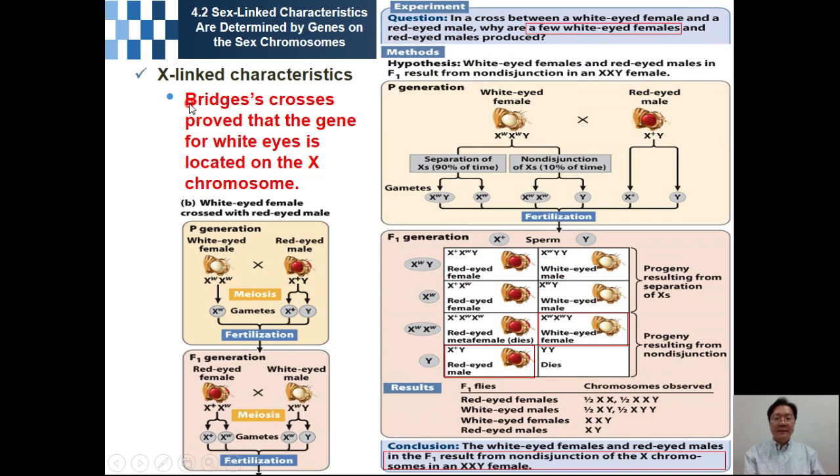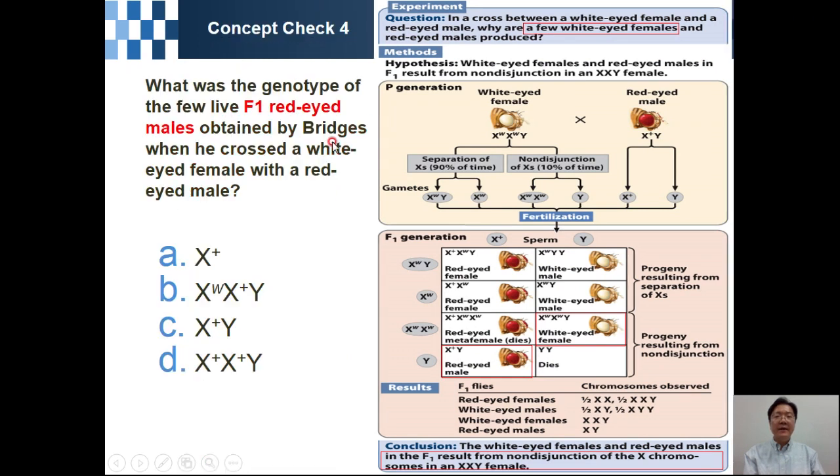So, scientist Bridges. Okay, when he crossed a white-eyed female with a red-eyed male, what is the genotype? The genotype will be this one and this one. So maybe this one is X plus Y. So the answer was X plus Y. It's like this, okay?